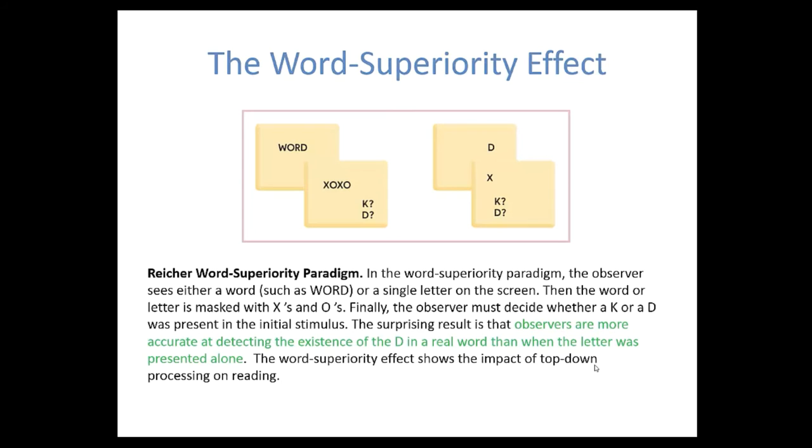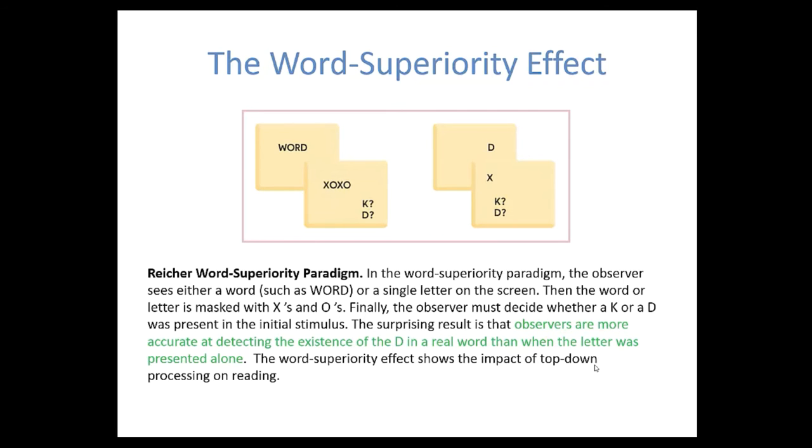Here's another example. Wouldn't you think that it's easier to perceive a single letter than a whole word? However, the opposite is true. In the word-superiority effect, the observer sees either a word, such as W-O-R-D, word, or a single letter on the screen. Then the word or letter is covered up, it's masked, with X's and O's. That way you only see the word or the letter really, really briefly. It just makes the task a little bit more challenging.